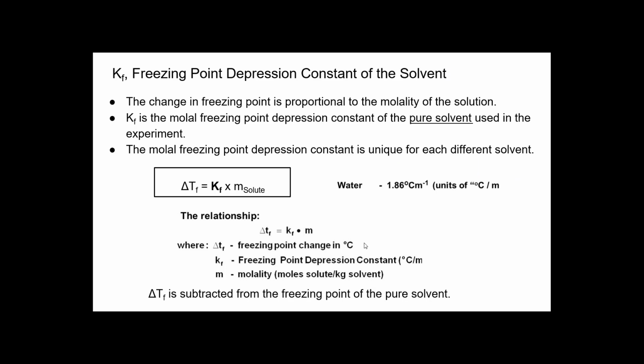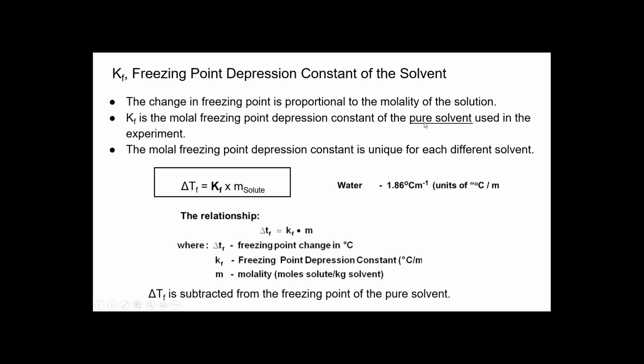Freezing point depression constant of the solvent. The wording here is very important because you can make mistakes if you don't dissect the wording correctly, and with chemistry that's very easy to happen. The change in freezing point is proportional to the molality, because of the particles. Kf is the molal freezing point depression constant of the pure solvent used in the experiment. Solvent, not solution. The molal freezing point depression constant is unique for each solvent.